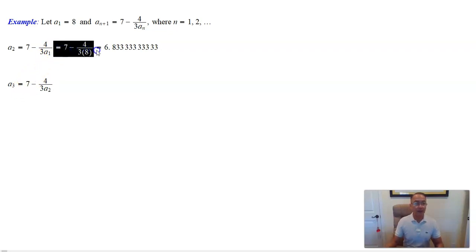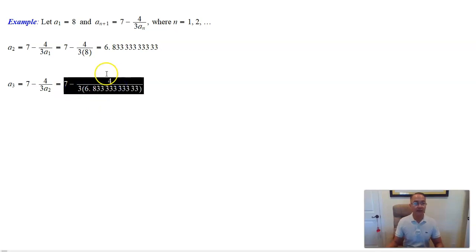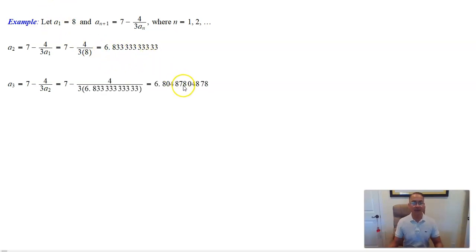So we're going to replace the 8 there with this 6.833333. We're going to copy that here, and then we are going to compute this quantity. Right? So Maple, how much do we have now? 6.804. All right. So our terms were, the first term was 8. Now we have 6.83. Now we have 6.804. All right, one more.